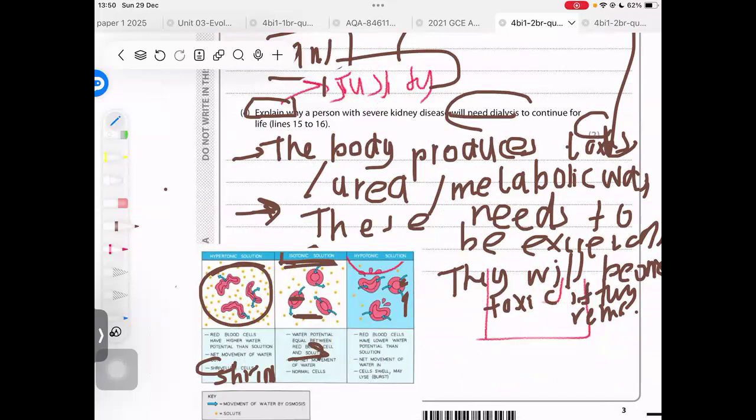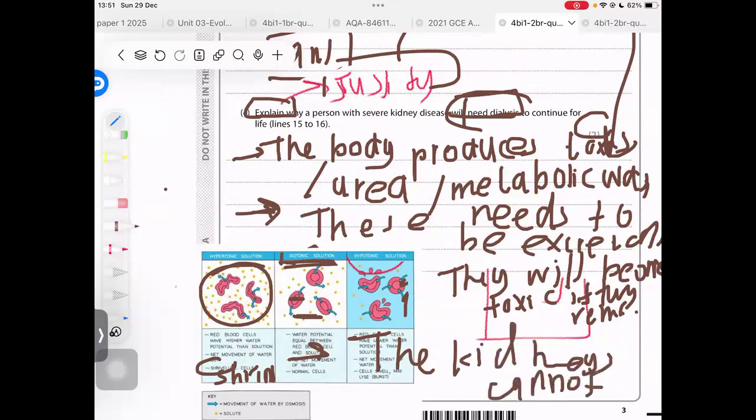As the third point, you can write down the kidneys cannot recover. That is why you are going for dialysis, because the kidneys cannot be recovered when both the kidneys are damaged. It's not curable unless you go for a transplant. So basically, they are asking why a person with severe kidney disease needs to do dialysis.